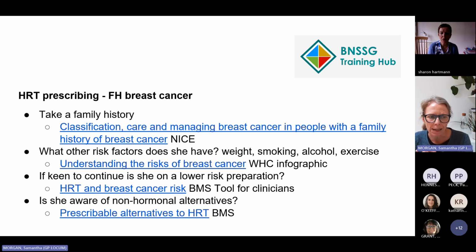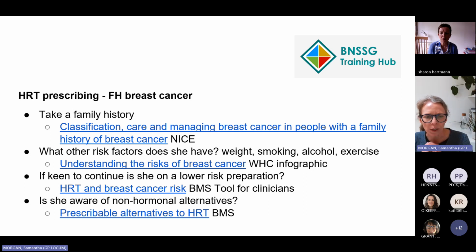And I tend to refer back to the NICE guideline to help me ascertain whether they're high risk or moderate risk. And alongside that, obviously thinking, do they need extra screening depending on their age? So yes, that can be really helpful. And then again, that holistic approach, thinking more broadly, what other risk factors might she have? What's her weight? Is she a smoker? Is she drinking much in terms of alcohol? Has she got the protective factors of exercising regularly?